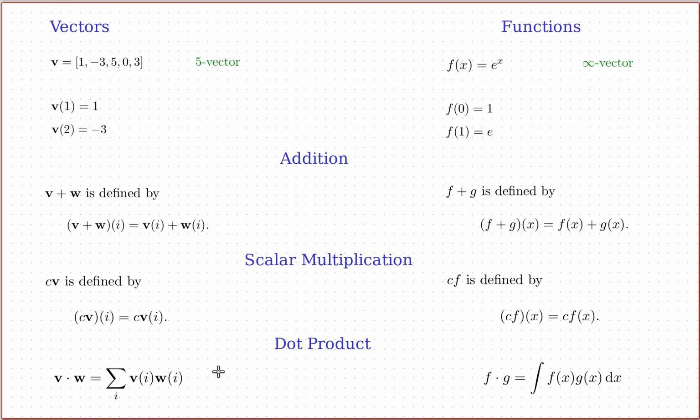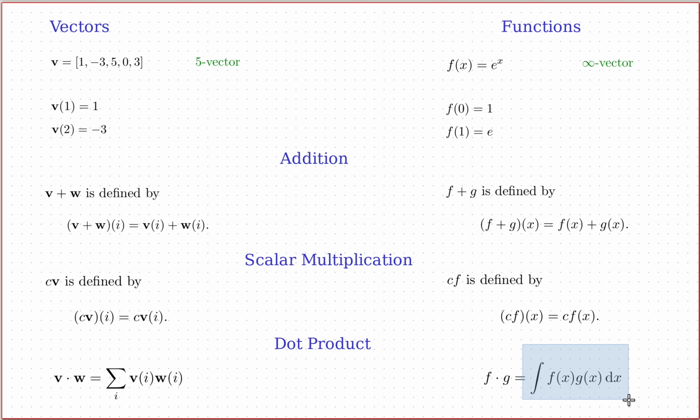So you multiply the components against each other and then sum those products. You can do exactly the same thing with functions. You can take the dot product of 2 functions. You simply, for each x, take the product of f of x times g of x, and then you can sum up all those products by taking the integral over x.